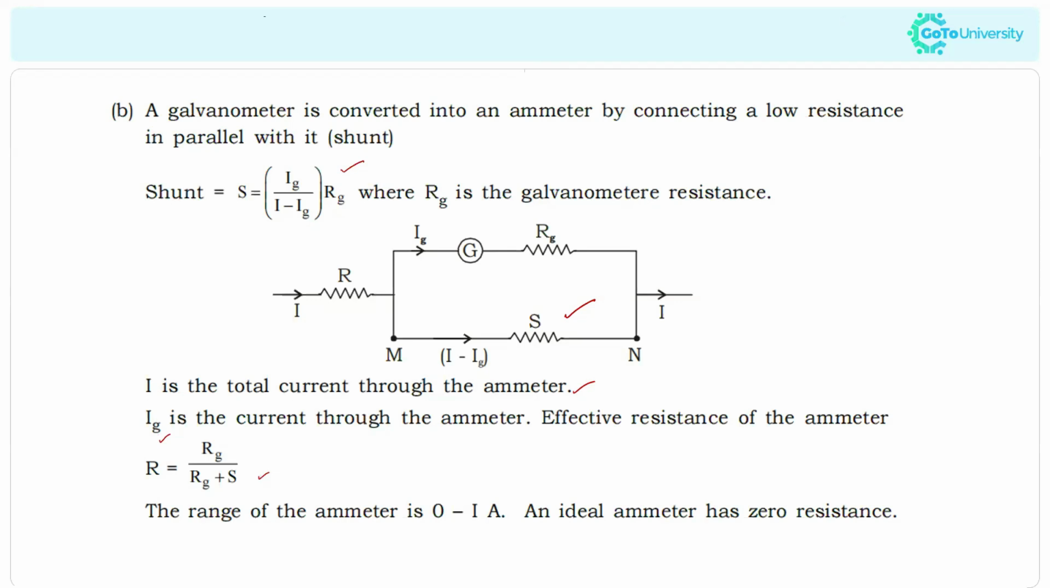So usually an ammeter will have a very low resistance. So this is how we have to change the galvanometer into an ammeter and a voltmeter.